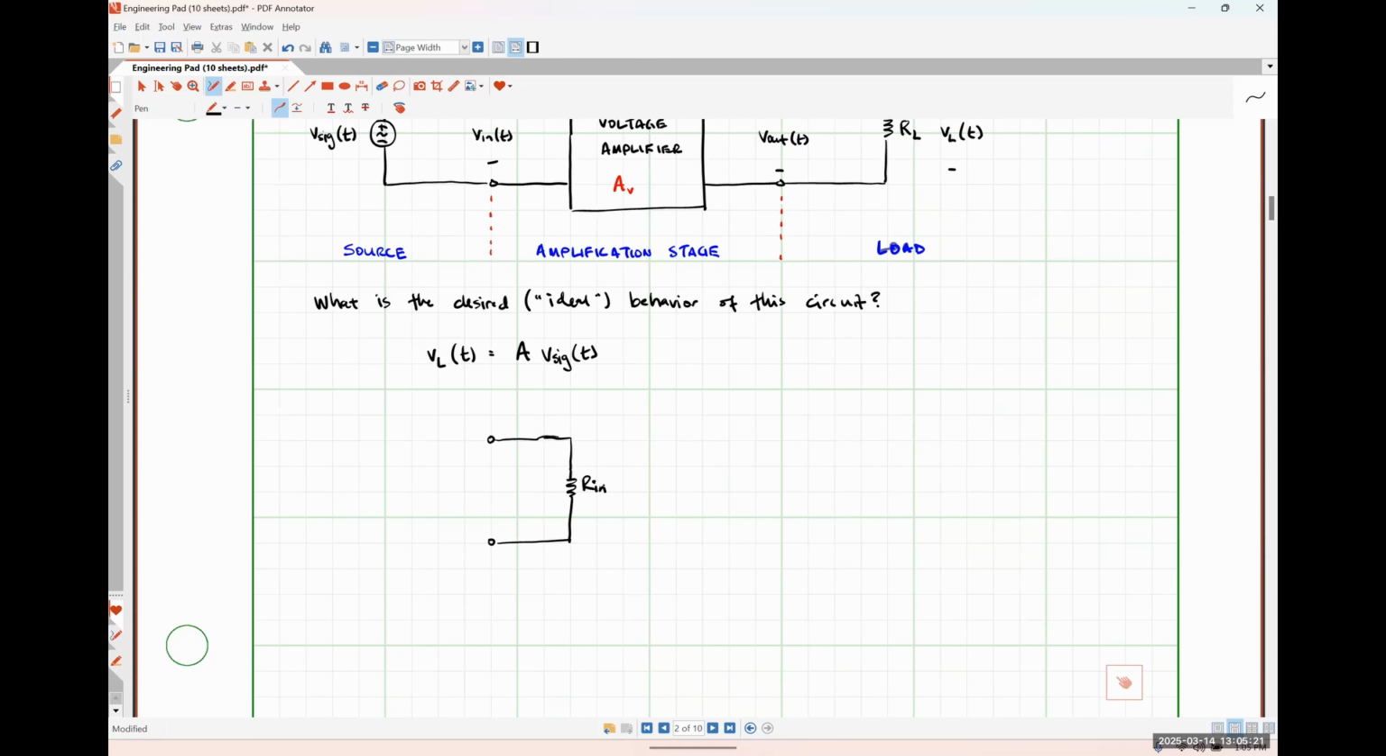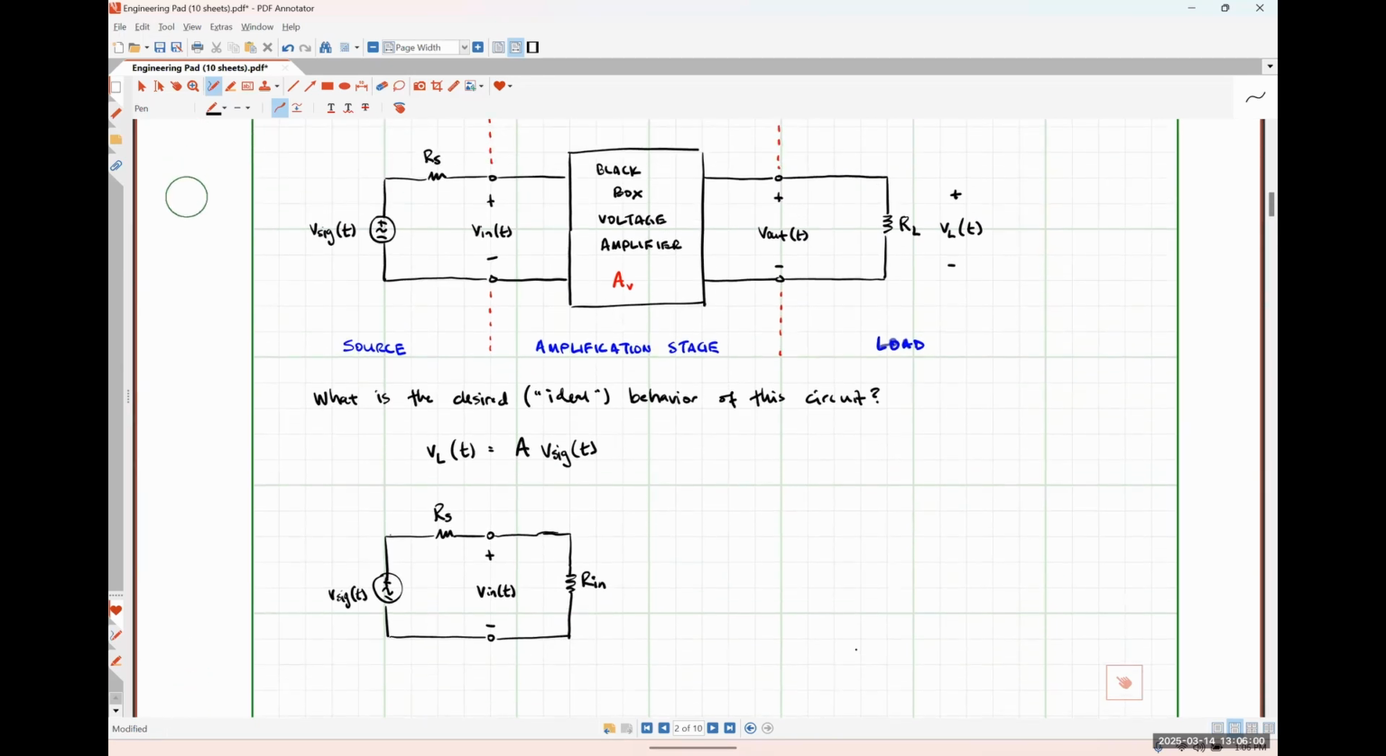And now I'm going to essentially kind of reconnect my source side. So here's RS. Here's V sig, like so. And here is the actual input voltage Vin of t that's applied across the input terminals of my amplifier. So that input resistance Rin sees that whole voltage, whatever it may be, okay?